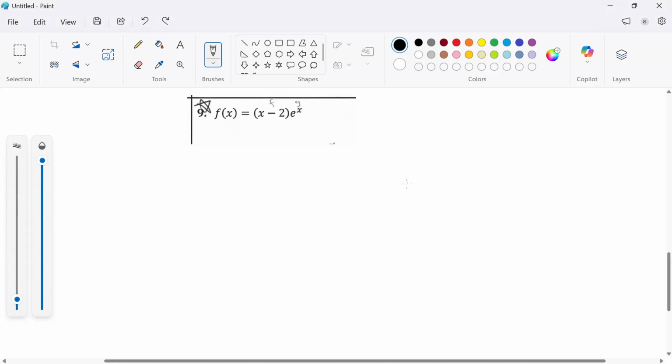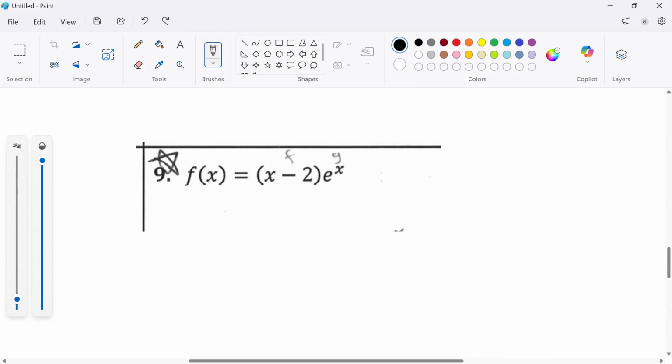This is an AP Calculus AB question, and this one asks to find open intervals when the function is increasing or decreasing and find all local extrema. So to find that, I'm going to have to take the derivative. This is f. I'll just write it here. F is x minus 2. F prime is just 1.